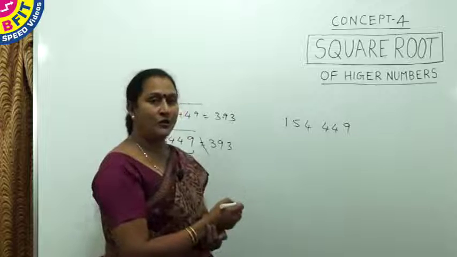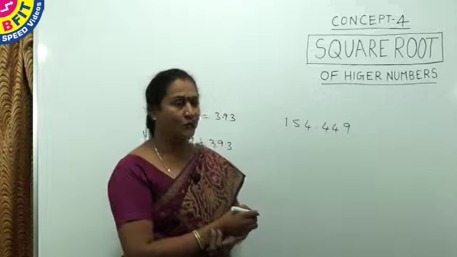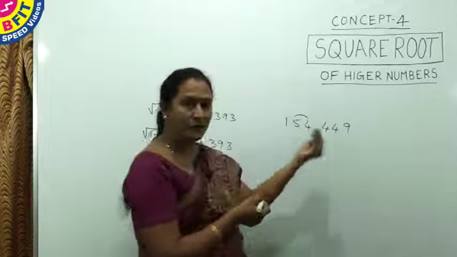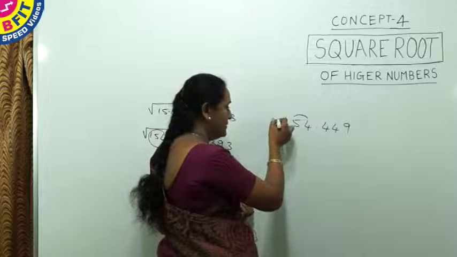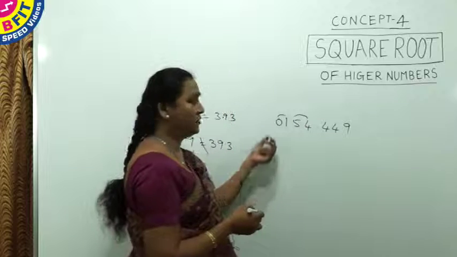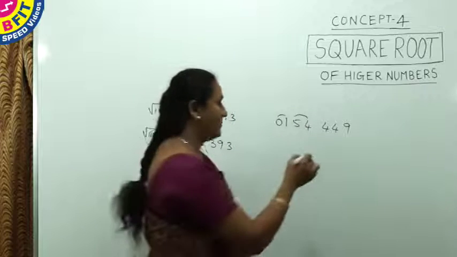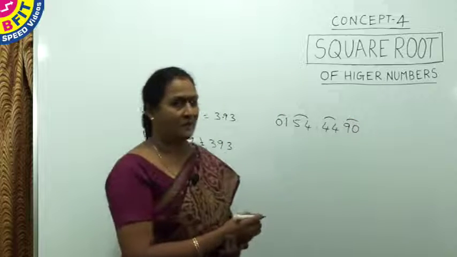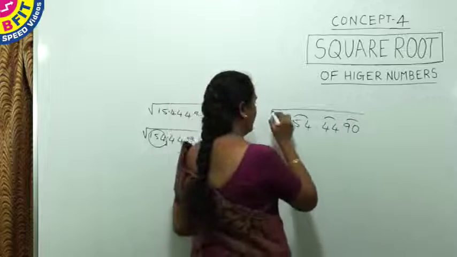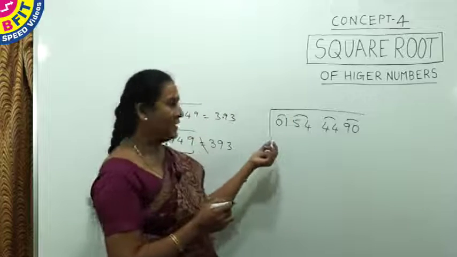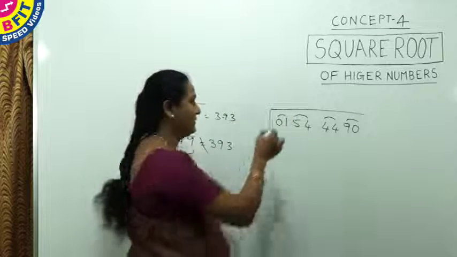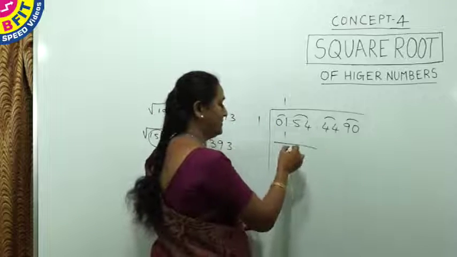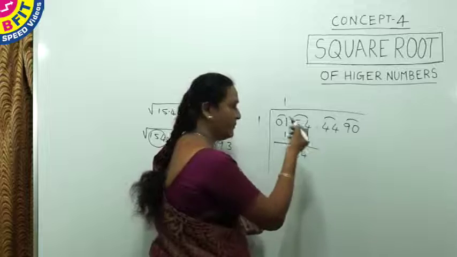Now, how to do the grouping? The first step is to group the numbers into pairs. Grouping should be done in the integer part from right to left. As you have a single digit, you add a 0 and group this 0 and 1. In the decimal part, group this 44, the double fours, and add a 0 and group the number. Now what is the square number contained in the first pair? We have only 1, so it should be 1. The remainder is 0, so bring the second pair down.